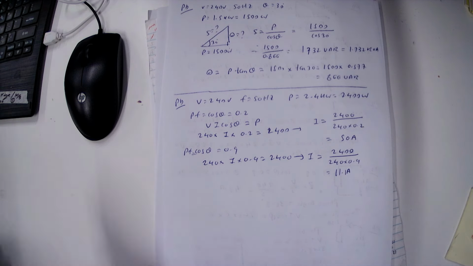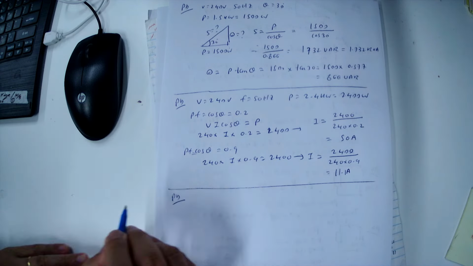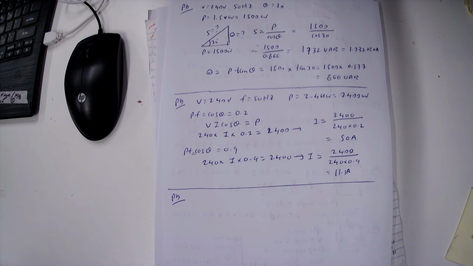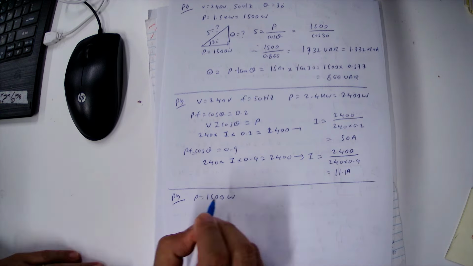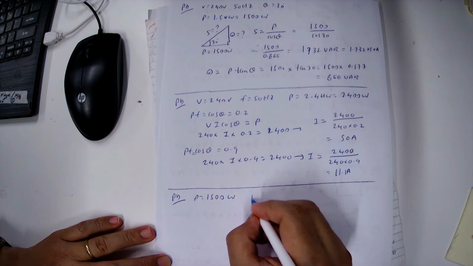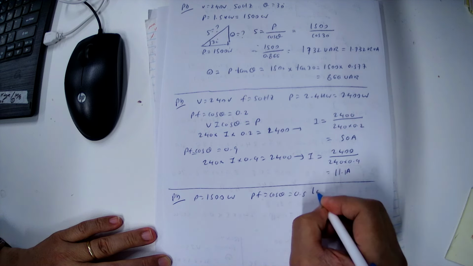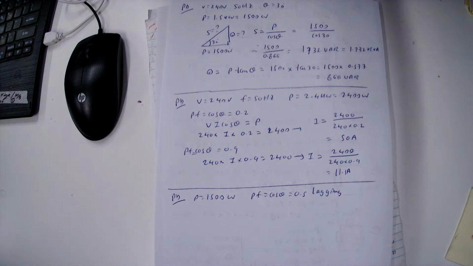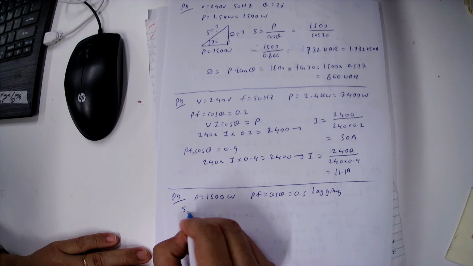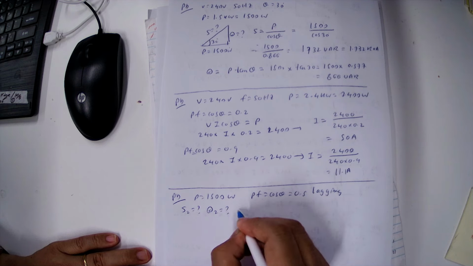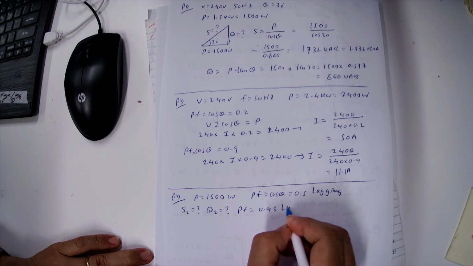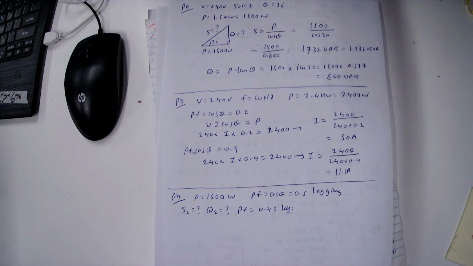The next problem. There is a load with active power of 1500 watt, operating at power factor 0.5 lagging. Power factor cos theta equals 0.5 lagging. When the power factor is improved to 0.95 lagging, we have to find the apparent power S2 and reactive power Q2. So in this case, we can find out the power factor. So that will be the 1500.